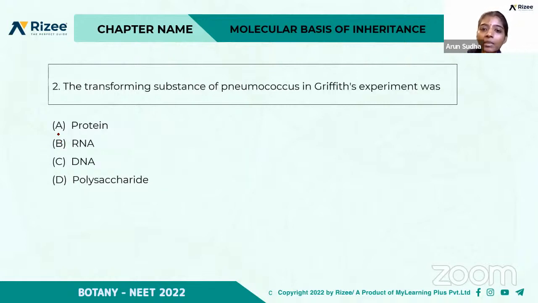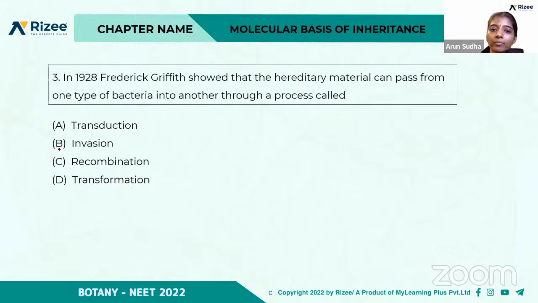The transforming substance of pneumococcus in Griffith's experiment was protein, RNA, DNA, or polysaccharide. Yes, again DNA. DNA is the transforming principle there. In 1928, Frederick Griffith showed that the hereditary material can pass from one type of bacteria into another through a process called transduction, invasion, recombination, or transformation. Yes, transformation is the right answer.